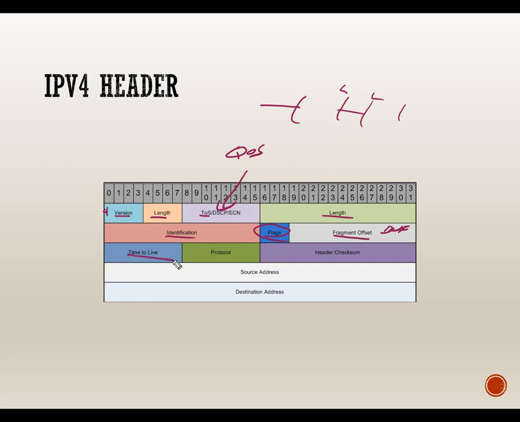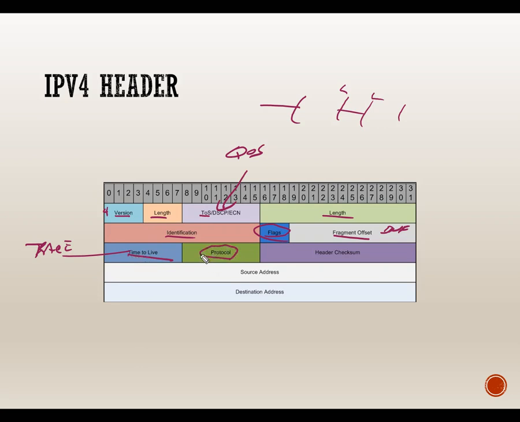And then we have the time to live. We talked about that with traceroute. It uses the TTL, the time to live, and we use this in order to make packets eventually go away on the internet, so that they won't live forever.